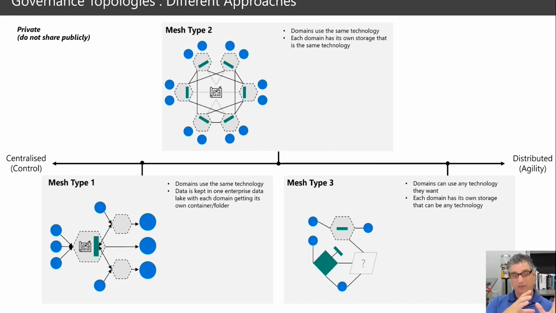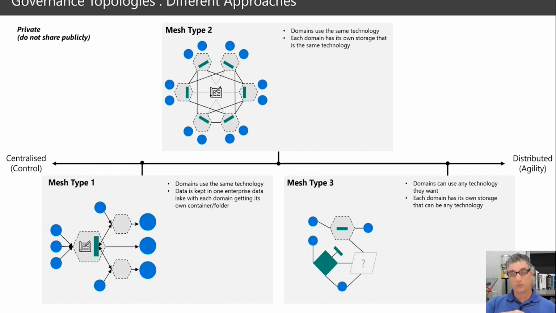And then I wanted to talk about different types of data mesh. The first type, the one on the left, is more centralized, but there are trade-offs that come with that. In this mesh type one, as I call it, all the domains are using the same technology. And then the data lake, and this is the Microsoft approach, is centralized, but each domain gets its own container or folder that only they have access to. So this is the most common approach we see customers building in Azure, this type one approach. There's more centralization, but it's easier to build because it's centralized, more performant, and uses the same technology.